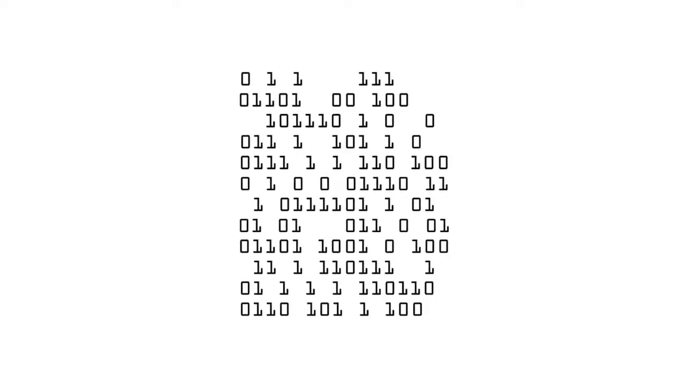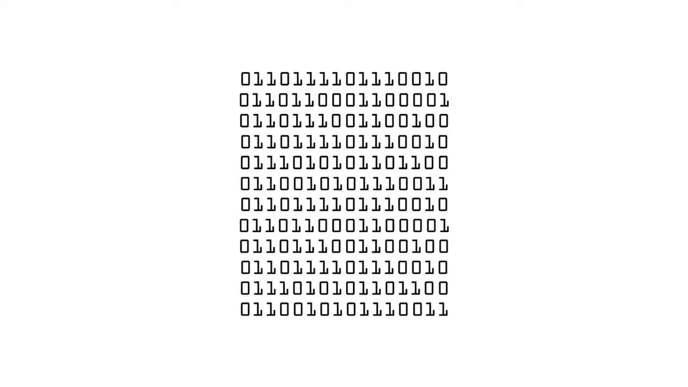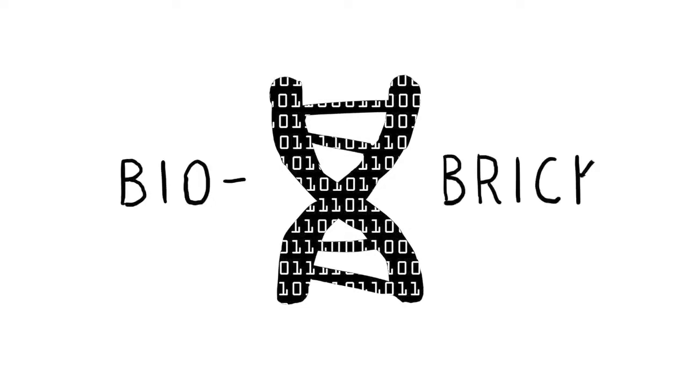All of these different parts are coded for by a cell's DNA, the same way computer programs have a code to make them work. And in the same way we use different bits of code in different computer programs, we can also use different bits of DNA to program a cell. We call these bits of DNA biobricks.